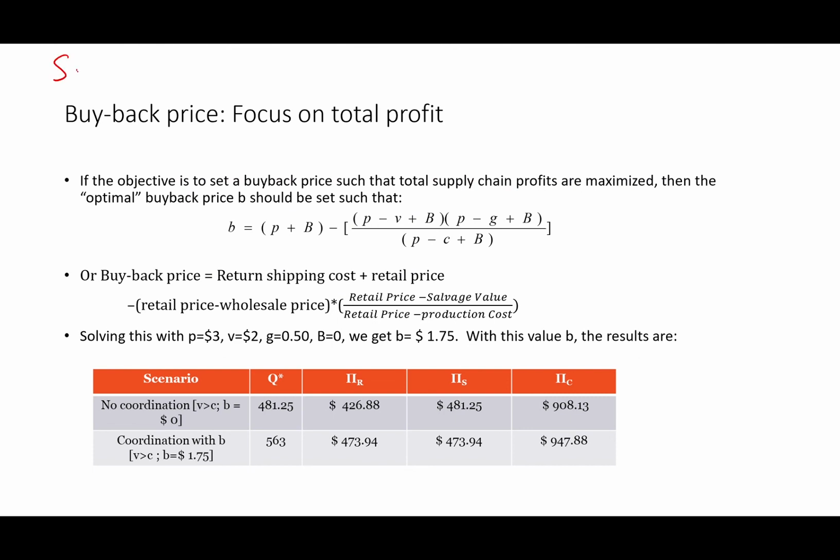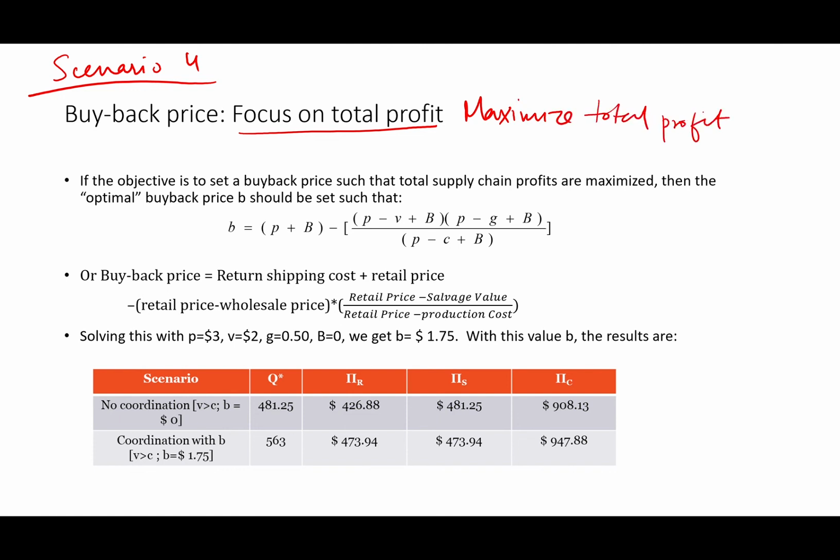And then this is scenario 4, where the manufacturer wants to set a buyback price in such a way that they want to focus on the total profit, or maximize total profit. Okay. So once we want to set a buyback price to maximize the total profit, then we are going to use that formula that we did back on slide 63. Okay, which is basically this. So once you input all the values in it, you should get a buyback price of $1.75. And then what this $1.75 does is it ensures that the profits are equally split between the retailer and the supplier, and the overall supply chain profit is the maximum.